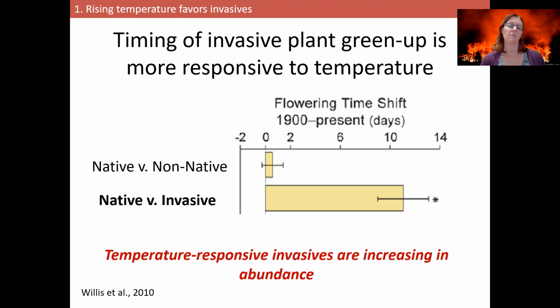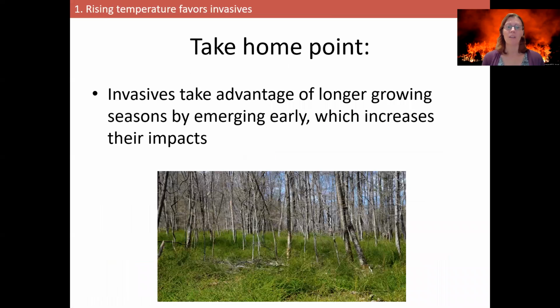So they were much more responsive, much more able to say, hey, it's warming up earlier and earlier. I'm going to take advantage of that because I am responding to temperature, not to daylight or some of these other cues. And that makes these plastic, flexible species have an advantage with climate change. And it turns out that invasive species, or invasive plants anyway, tend to be those more plastic, more flexible species.